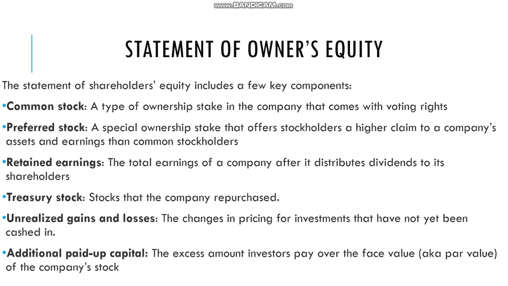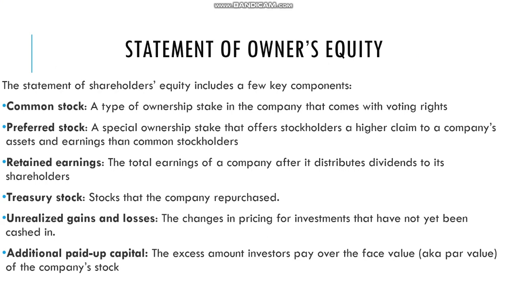Common stock is usually a type of ownership stake in the company that comes with voting rights, and preferred stock is the stock that offers a higher claim to the company's assets and earnings but doesn't come with voting rights. Retained earnings is the total earnings of a company after it distributes dividends to its stakeholders. Treasury stocks are the stocks that a company repurchases. This is often done to avoid hostile takeovers or to temporarily boost stock prices.